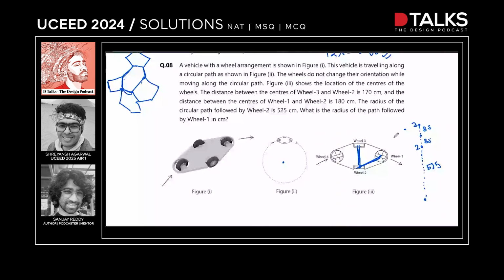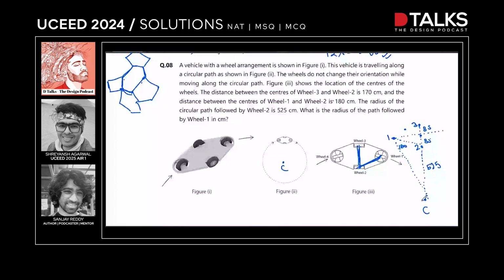And on this particular line, somewhere there's wheel 1. So the distance between wheel 2 and wheel 1 and wheel 1 and wheel 4 is the same. Since I don't have space here, I'll just draw here. And this is given as 180. We need to find this distance. We need to find the radius of the path followed by wheel 1 in centimeter. That means the distance of wheel 1 from the center of the circle, right?